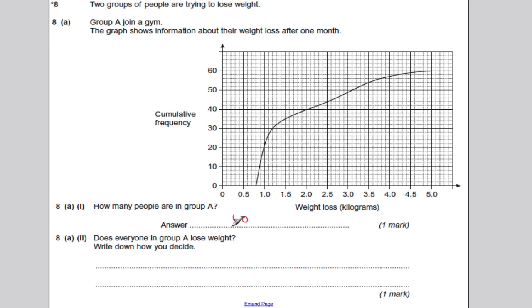Does everyone in group A lose weight? Well, if you look down here, the graph actually starts at 0.9. That means that everyone did lose weight, because the diagram doesn't start from 0. If it started from over here, we couldn't say for sure. In fact, I would say no.